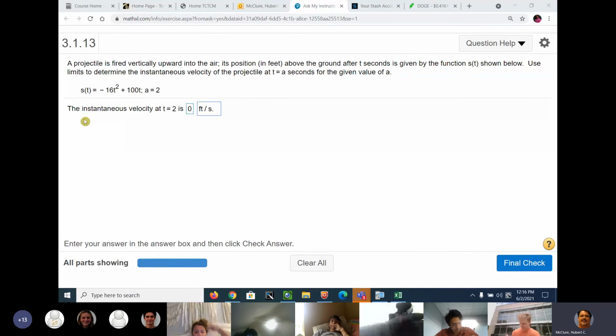I'm just going to write the function. S of t is equal to -16. This is a test question. T squared plus 100t. And a is equal to 2.